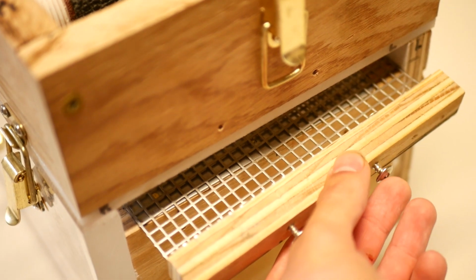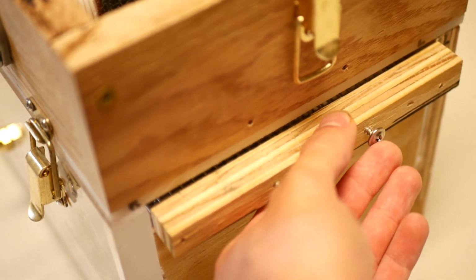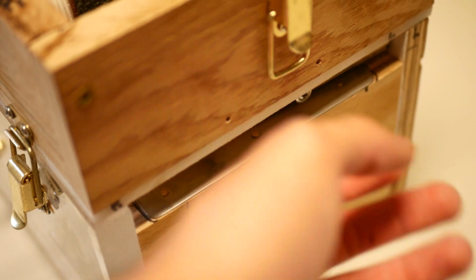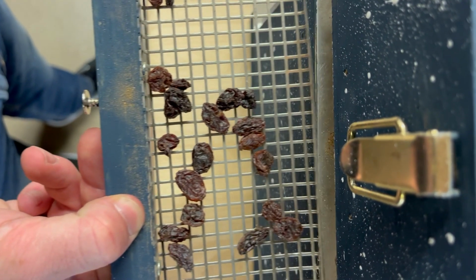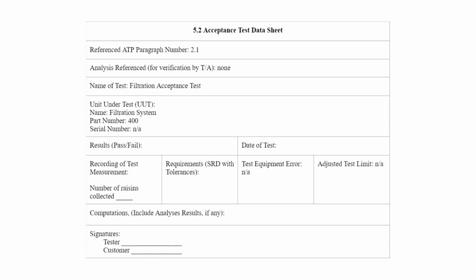Verification procedures centered around the ability to remove 95% of the waste effectively. To satisfy this requirement, the team placed 20 raisins on the treadmill and observed how many raisins remained after 10 minutes. Verification results show that 100% of the raisins were effectively filtered through the system.